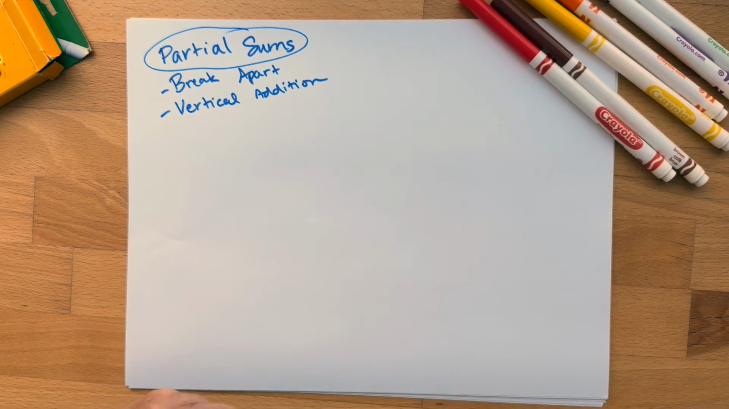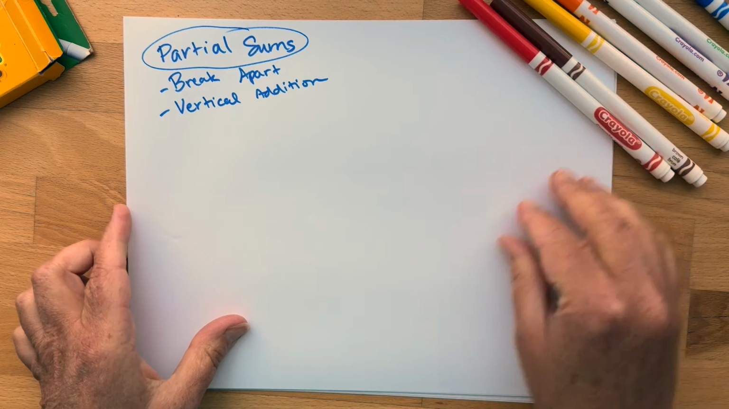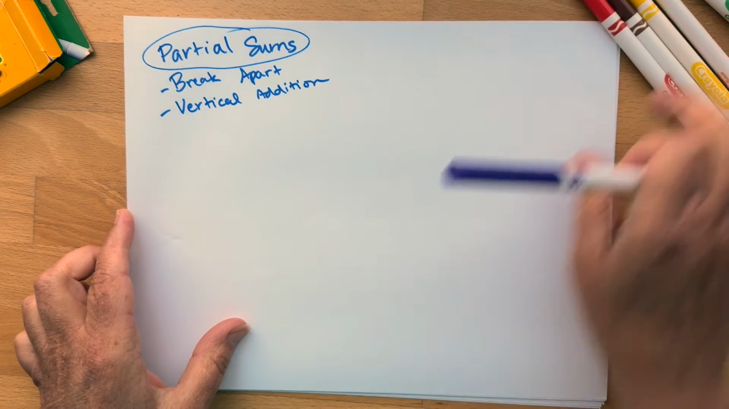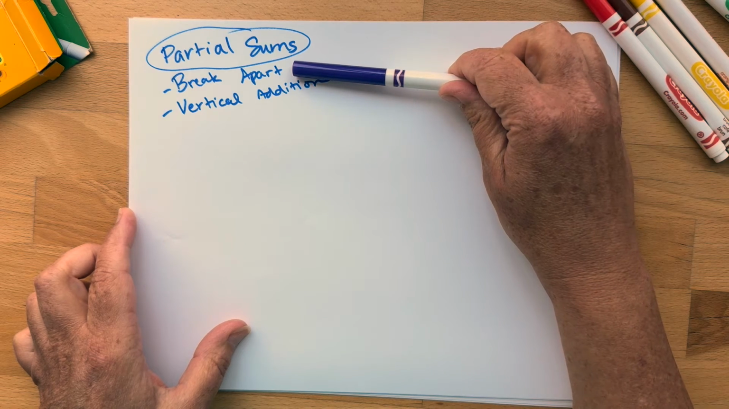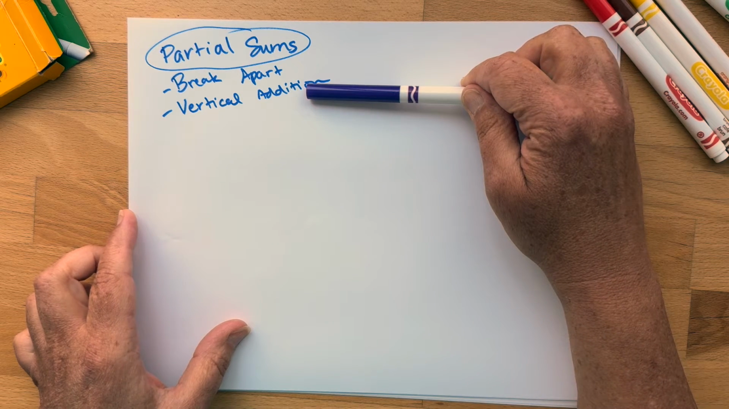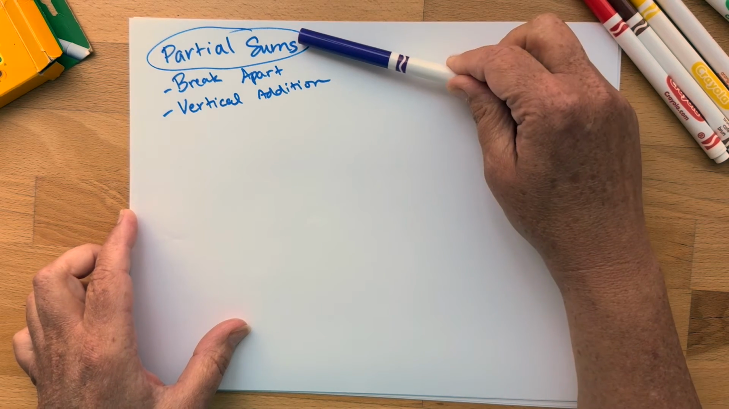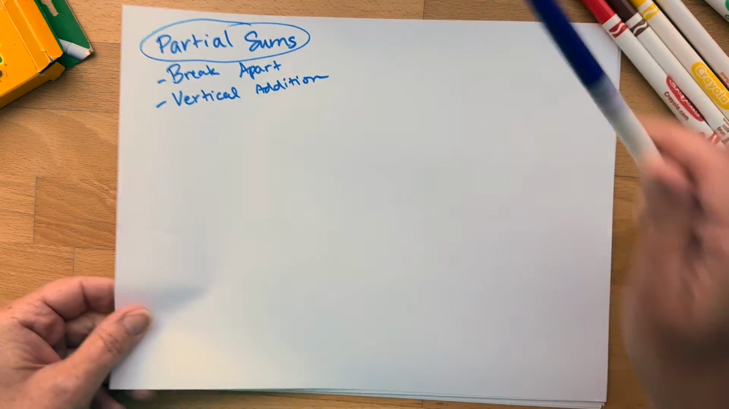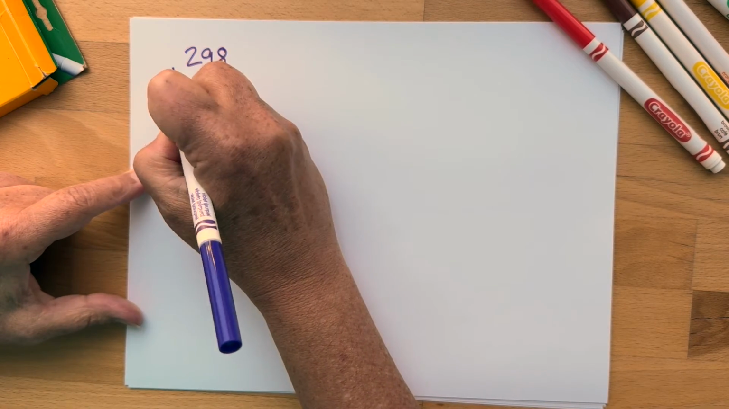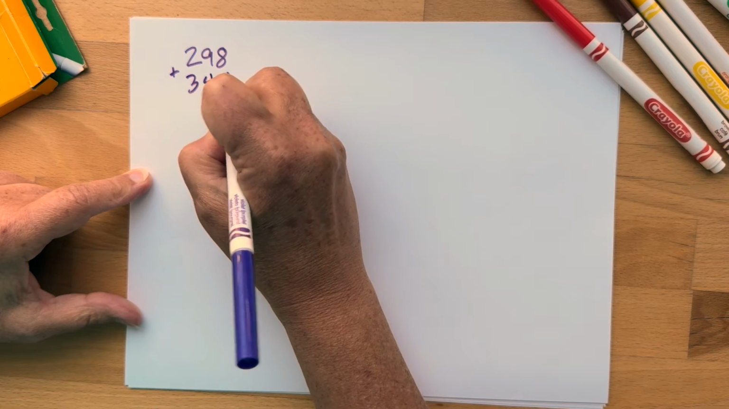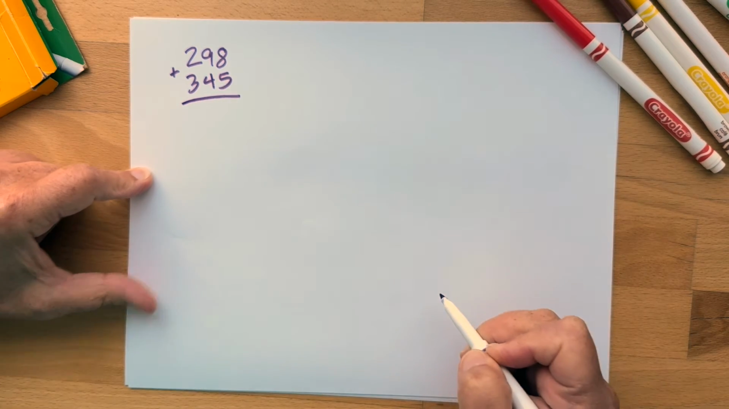So what I'm going to do is go through a problem and show it to you in a couple different ways. You can see it in both how we represent it as break apart and how we represent it as vertical addition, but they're all partial sum addition problems. Alrighty, to get started, we're going to start with this number. So 298 plus 345, and we're going to add those together.